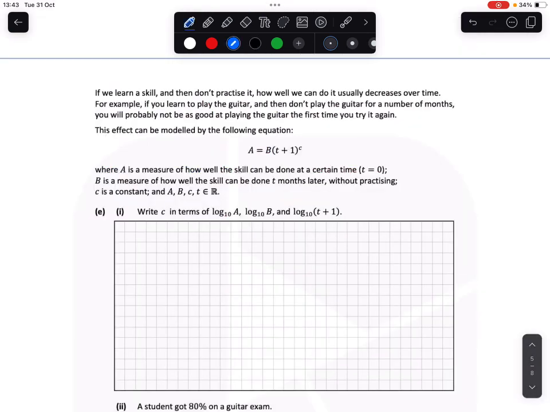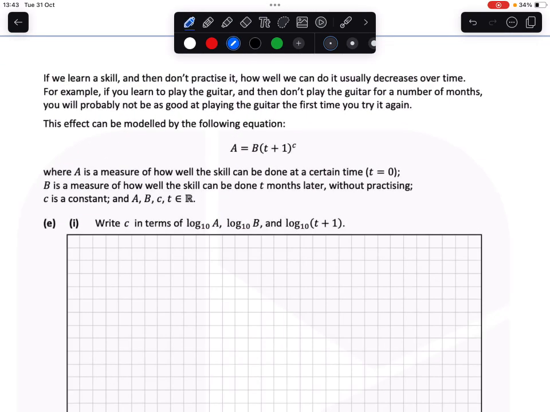Again, if we learn a skill and then don't practice it, how well we can do it usually decreases over time. For example, if you learn to play the guitar and then don't play the guitar for a number of months, you will probably not be as good at playing the guitar the first time you try it again. This effect can be modelled by the following equation, where a is equal to b times t plus 1 to the c, where a is a measure of how well the skill can be done at a certain time, b is a measure of how well the skill can be done t months later without practicing, and c is a constant, and a, b, c and d are real numbers.